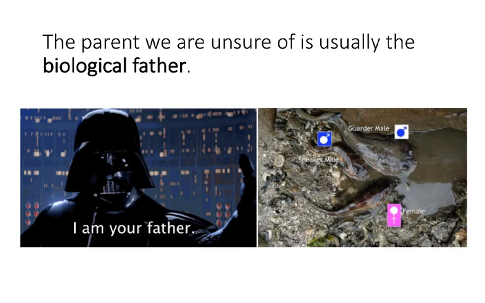And when we're doing this, often the parent we're not sure about that we're trying to figure out is the father. There's another example here on the right. We have a female, this is a midshipman fish. We have this giant guarder male, you can see he's much bigger, but we also have a smaller sneaker male. And if you want a little trick to remember who we're often trying to figure out that parent is that we're not sure about, you can reference Star Wars, the famous I am your father scene.